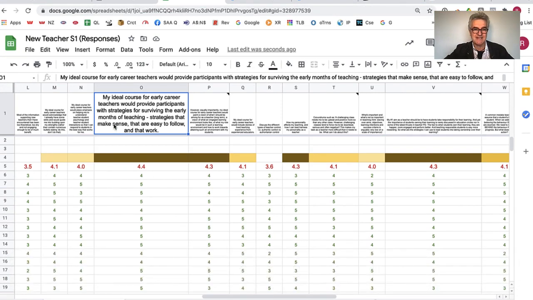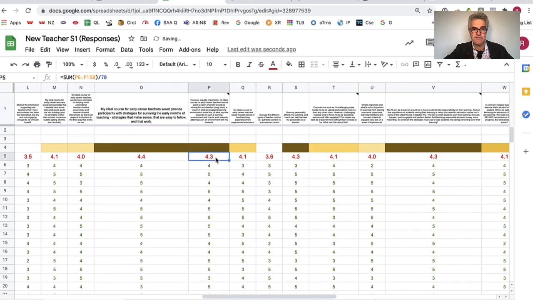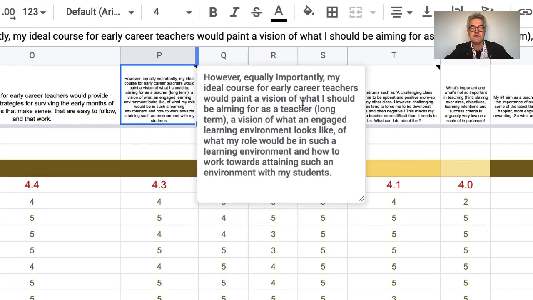Strategies that make sense and that are easy to follow and that work. All of the strategies that I use in any of my courses are very easy to follow, very feet on the ground stuff. The next are the 4.3s. For this one, we're talking about the course painting a vision of what I should be aiming for as a teacher long term, a vision of what an engaged learning environment looks like, what my role would be in such a learning environment and how to work towards it.